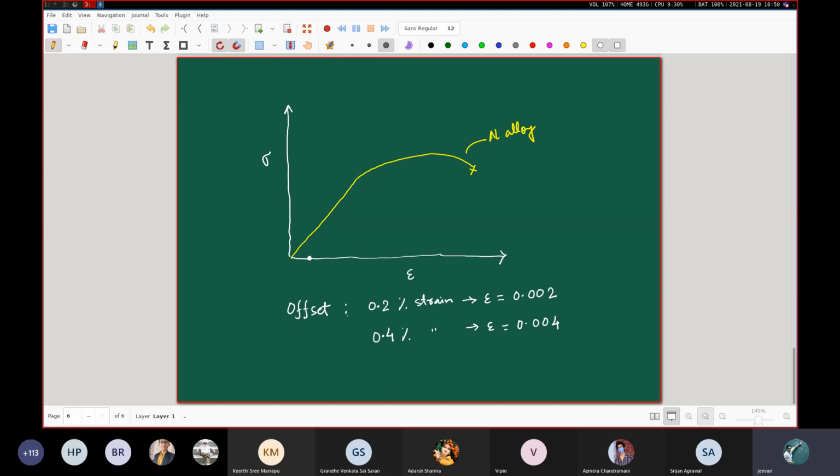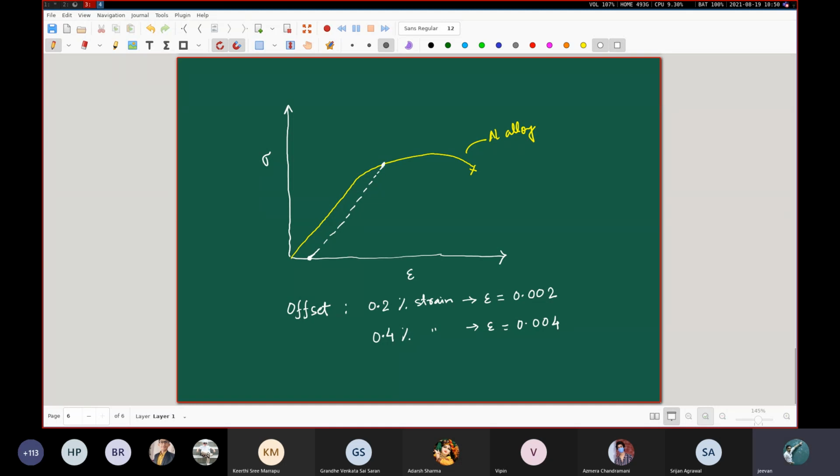Once we decide something for a particular material, we have to stick to it. Now, what we do is, from this point, we draw a line which is parallel to this line, like this.